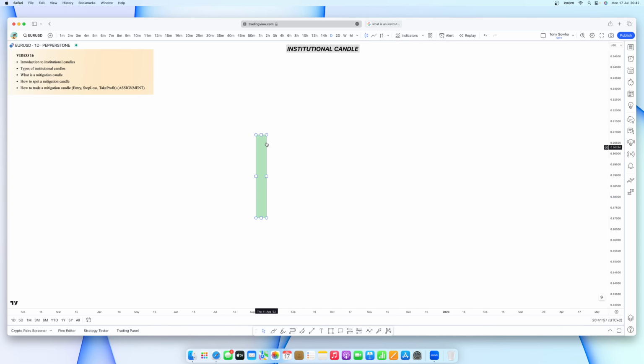All right. So if I'm going to introduce the institutional candle to you, I think the first thing I need to let you know is that institutional candles are bank candles.